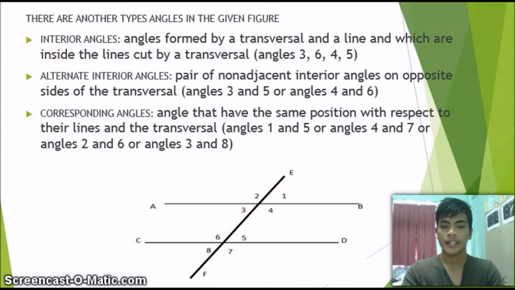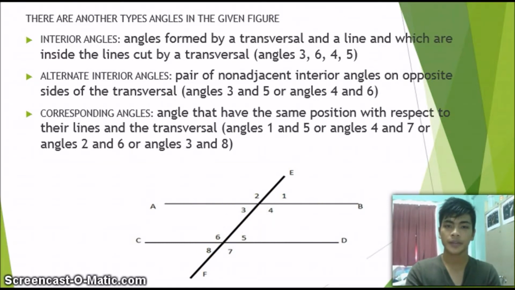Next, alternate interior angle. Alternate interior angles are a pair of non-adjacent interior angles on opposite sides of the transversal. For example, angle 3 with 5 and 4 with 6. These are alternate interior angles.